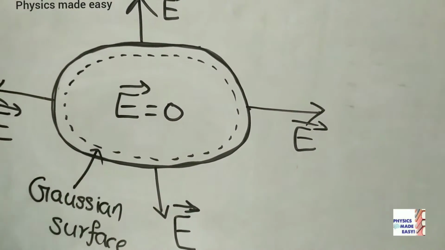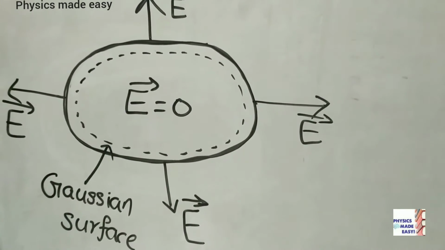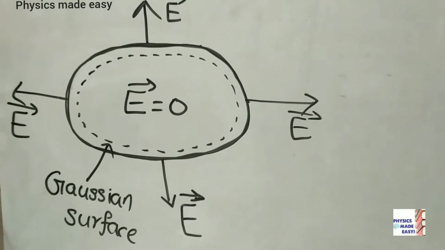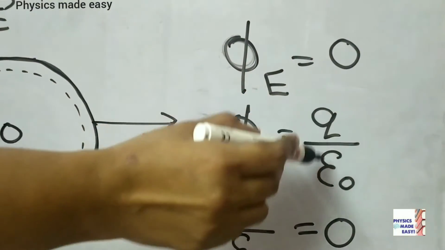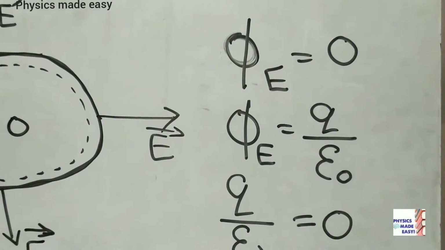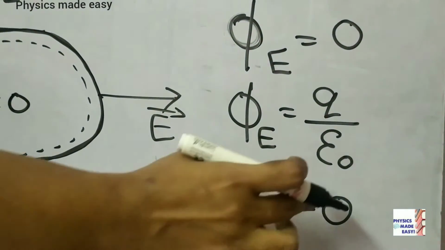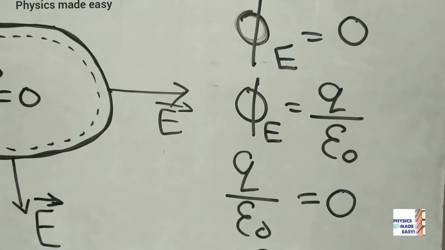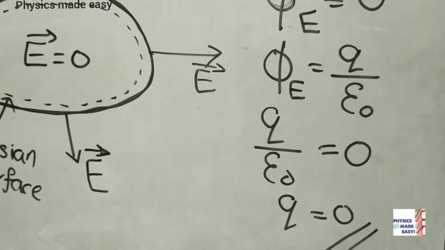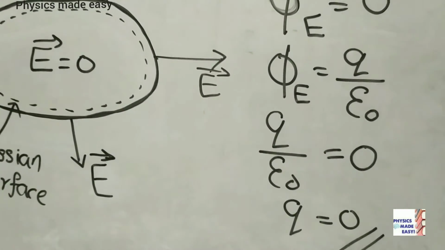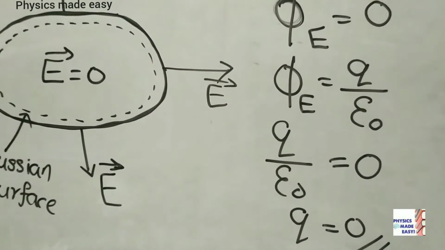You know at all points inside the conductor the electric field is 0. So what will happen to the flux? The flux through the Gaussian surface must be 0. Here flux phi is equal to Q by epsilon 0, that is, 1 by epsilon 0 times the charge. You know flux is equal to 0, so we can write Q by epsilon 0 equal to 0. From this we can write Q is equal to 0. So there is no charge inside the conductor. Then the entire excess charge Q must reside at the surface of that conductor.